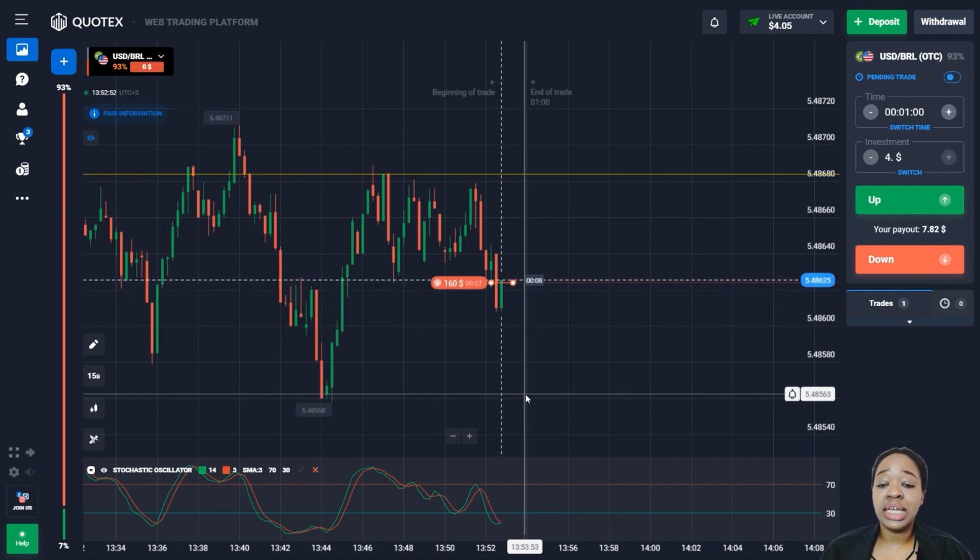So here I'm going to take a time of 1 minute, taking into account that the price has been moving quite impulsively recently. So let me wait for the end of this trade.